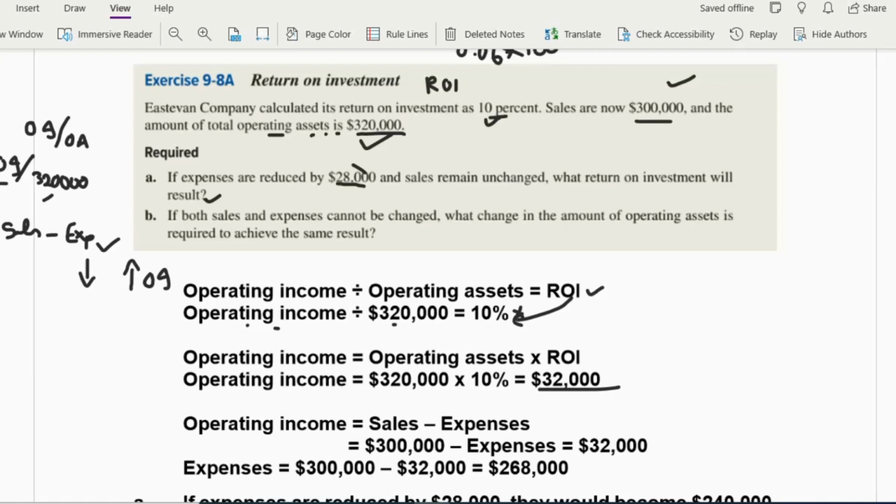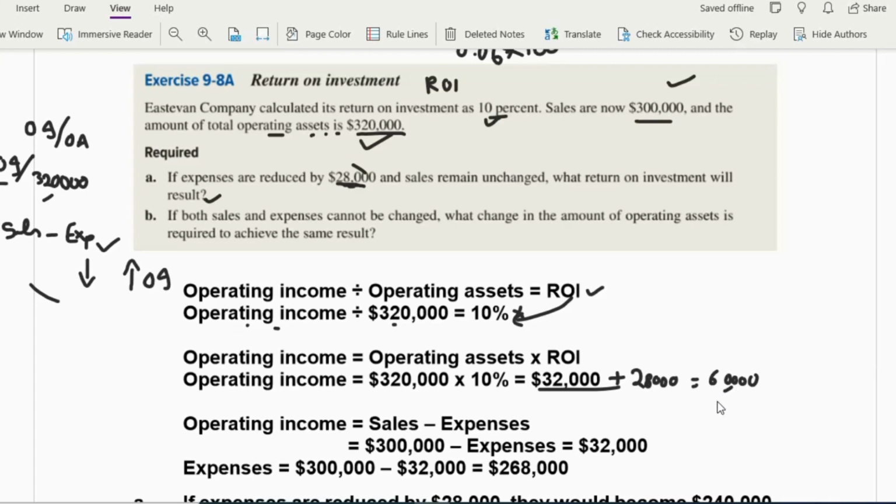One is the straightforward, as I already said, that if your operating expenses are going to decrease by 28,000, your operating income should increase with 28,000. The current operating income we have calculated as 32,000. So 32,000 plus 28,000. This is 28,000 because expenses are decreasing with 28,000, so operating income is going to increase with 28,000. That comes up 60,000. But there is another way.